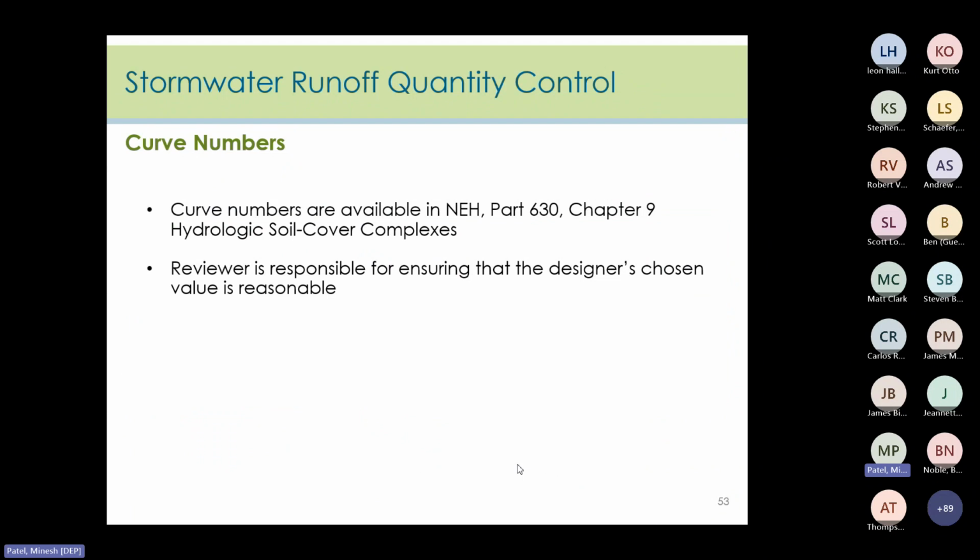In all, the reviewer must check that curve numbers are justified in the report. You can verify these in the National Engineering Handbook. The reviewer is responsible for making sure the chosen values are reasonable and that they are accurate.